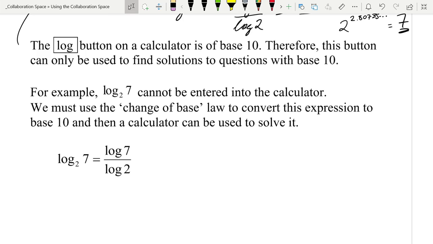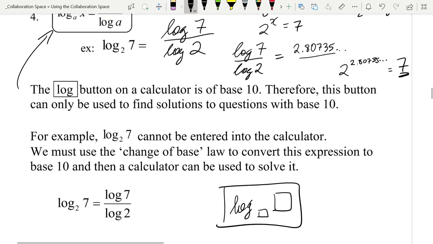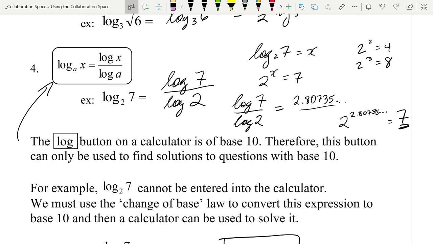Fancier calculators actually do have the ability for you to punch in log to the base 2 of 7. If you have a calculator that has a button that says this, you don't have to write this down. This calculator has a button that says log, with a little blank and then a bigger blank. If you have a calculator with that button, you actually don't need formula number 4, because you can do this without it.